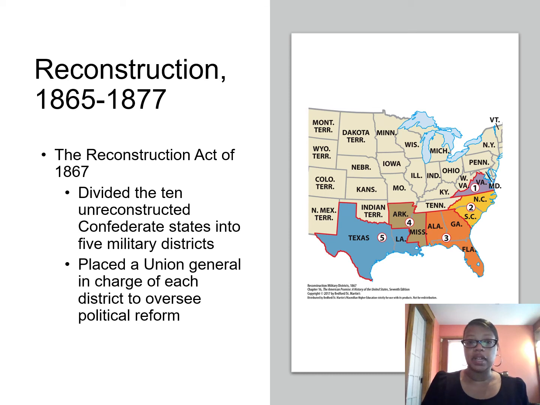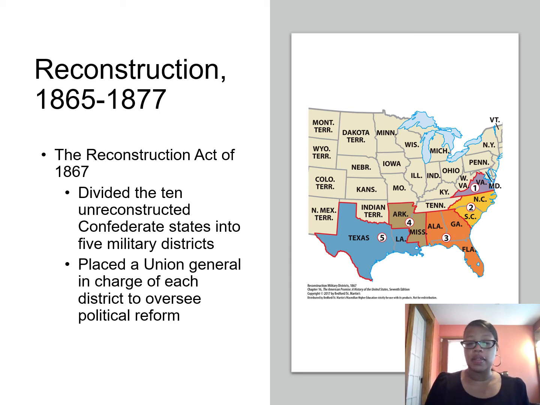Another critical piece of legislation was the Reconstruction Act of 1867. In this act, Congress said, look, we expect that these former Confederate states, if they want to rejoin the Union, they have to seriously reform and follow some basic guidelines. And until then, we are going to divide up the former Confederate states into 5 military districts, and a Union general was placed in charge of each of these districts.